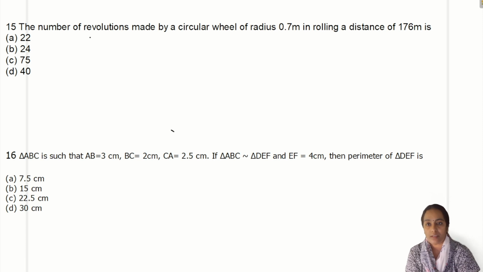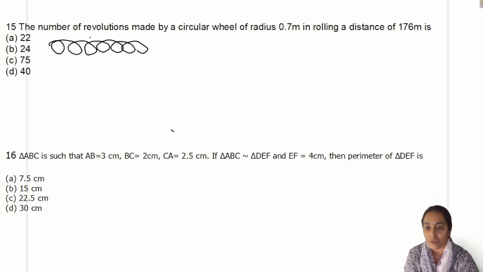So we have the question here. Number of revolutions made by a circular wheel of radius 0.7 meters in rolling a distance of 176 meters. So here you have to understand the concept first. The circumference of the circular wheel will go round and round, and so the number of revolutions multiplied with the circumference of the wheel will give you the distance covered by that wheel.